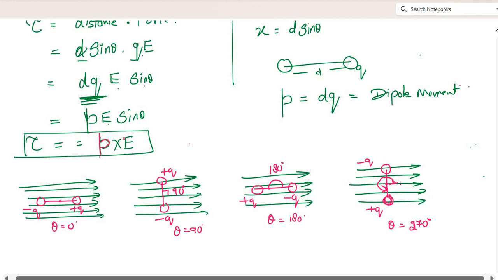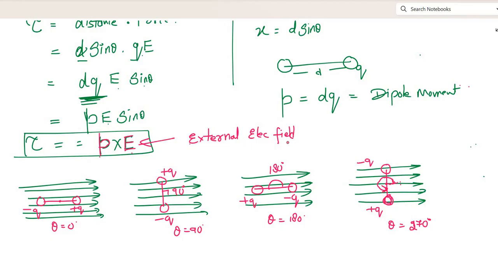What is P here? Dipole moment. And what is E? E is the external field. This is not the field developed by the dipole, this is the external electric field. The dipole will also create its own field, but we are ignoring it in front of the external electric field. So every dipole experiences a torque.